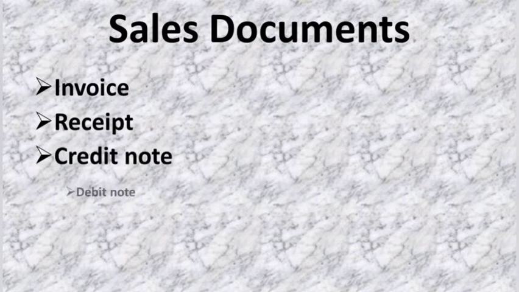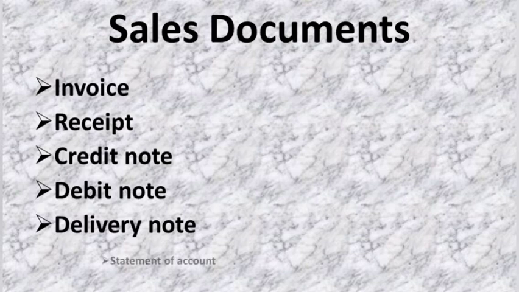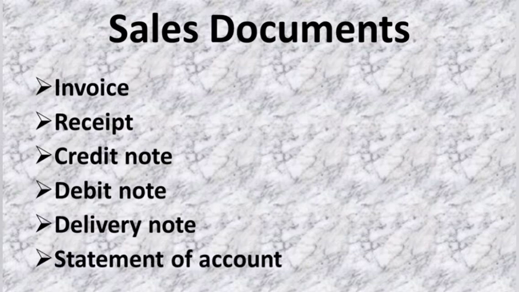The sales documents. Sales documents are prepared and used during and immediately after sales of goods in an organization. Some are used for either cash or credit sales. Some of these documents are invoice, receipts, credit notes, debit notes, delivery notes, and statements of account. Let's look at it one after the other.